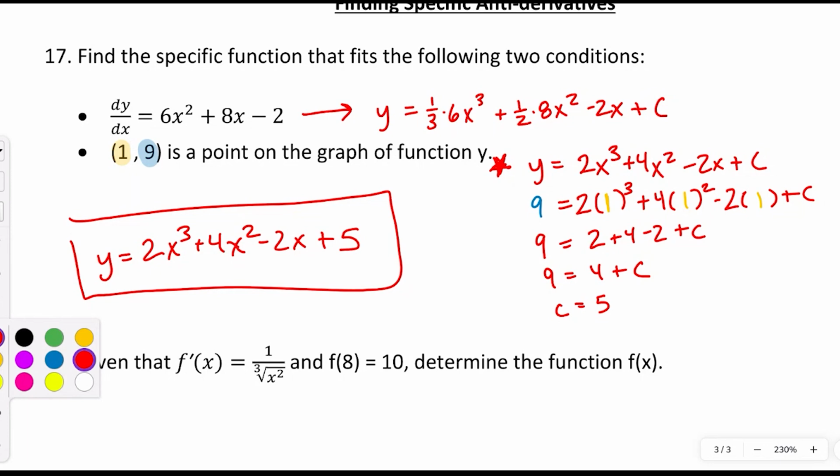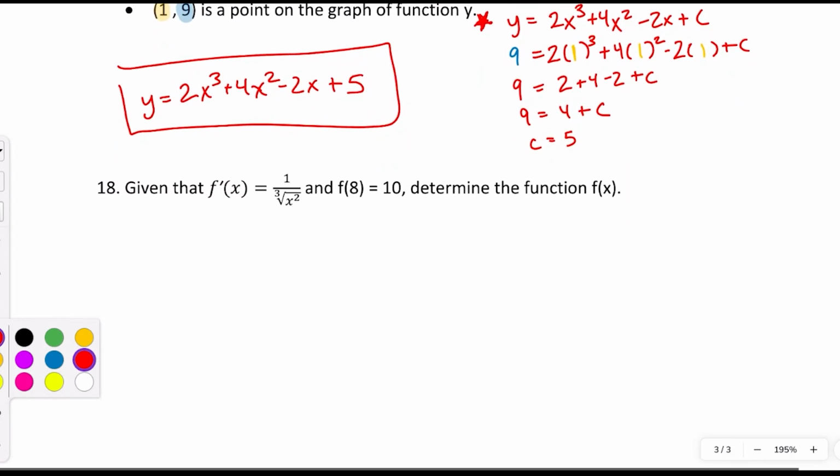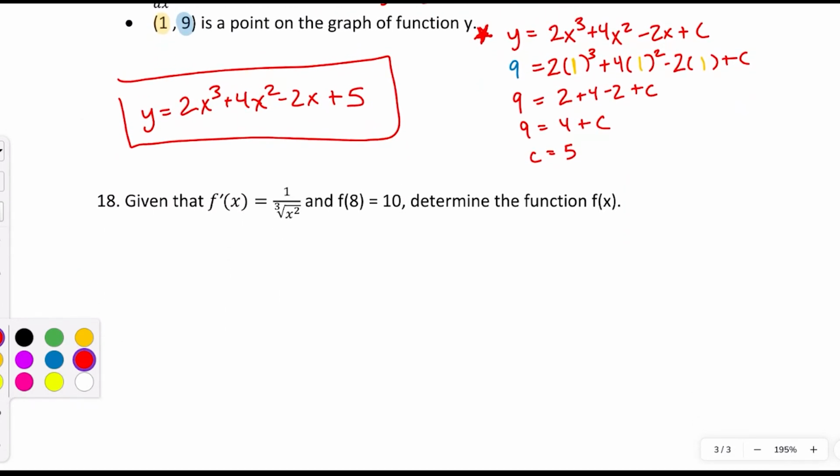Let's do one last example, then we'll be done for today. Number 18, same kind of problem here. We're going to find the antiderivative and then substitute in this case (8, 10), and figure out what c is going to be, and that way we can get our particular solution. I'm going to rewrite this one as x to the power of negative 2/3, just to make it a little easier to anti-differentiate.